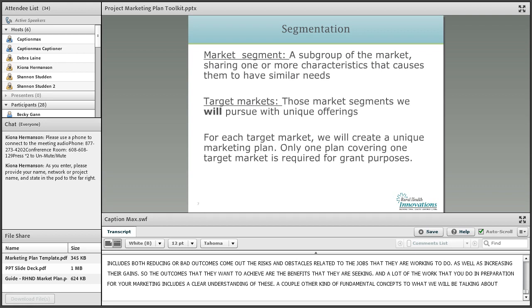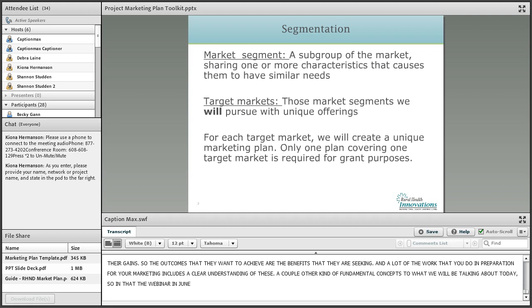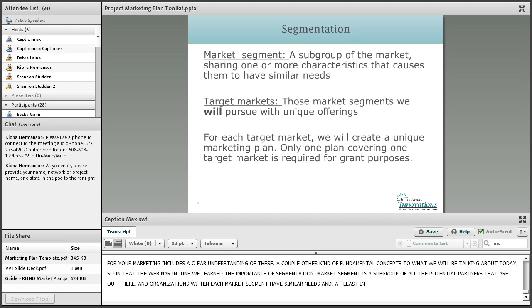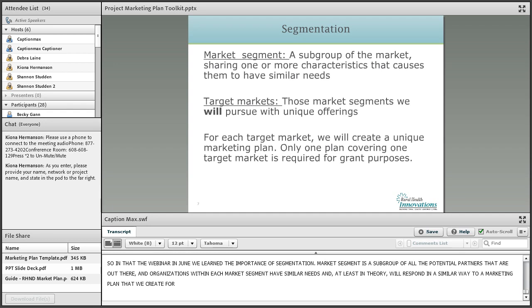A couple other fundamental concepts to what we'll be talking about today. In the webinar in June, we learned the importance of segmentation. A market segment is a subgroup of all the potential partners that are out there. And organizations within each market segment have similar needs and, at least in theory, will respond in a similar way to a marketing plan that we create for them.